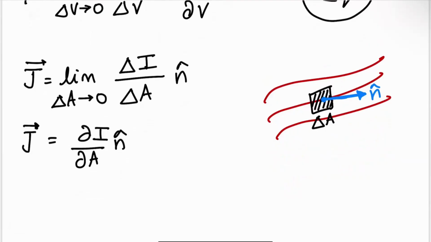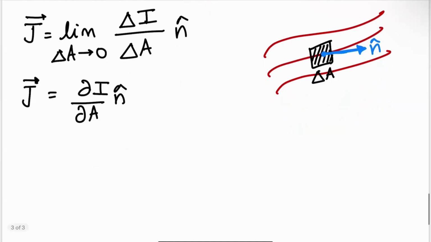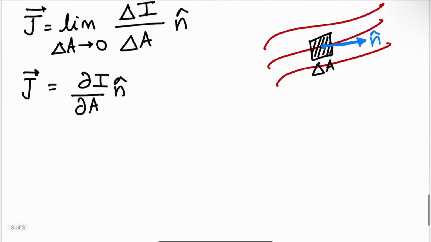So it's the current flowing through a small unit of area in a given direction, which is the direction normal to that area. Okay, so that's the current density. That's why it's ampere per meter squared. Now from these two relationships, we can also find the total current, I.